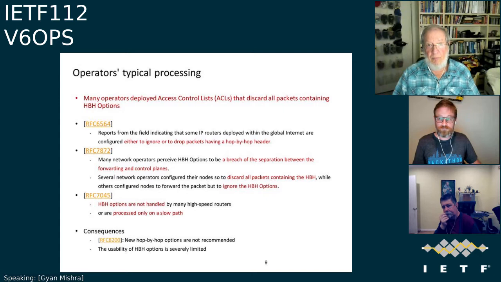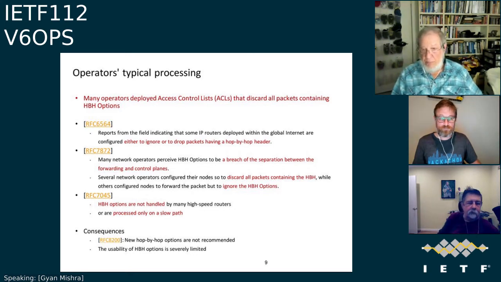RFC 6564 reports from the field indicate that some IP routers deployed in the global internet are configured either to ignore or drop packets having HBH headers. RFC 7872: many network operators perceive HBH options to be a breach of separation between the control and forwarding plane, which I mentioned. Several network operators configure their nodes to discard all packets containing the HBH options.